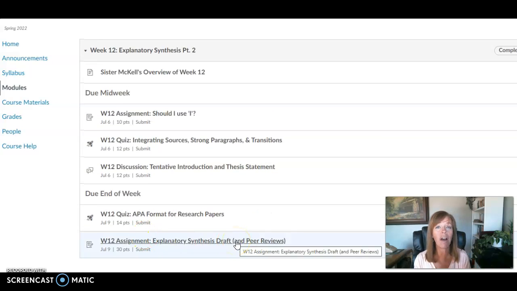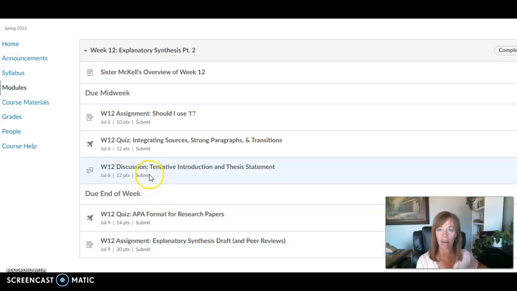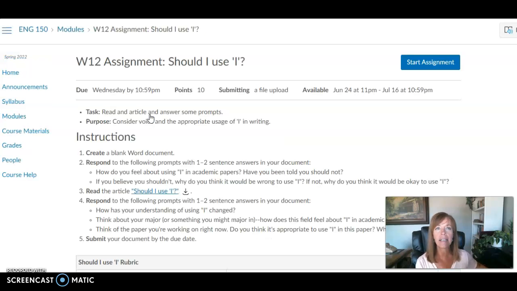A lot of what we're doing are things that will not take a whole lot of time because they want you to focus on that draft as we go through these other activities, and these other activities will help us refine that draft too. The first thing that we are going to do is an assignment that's going to look at the use of point of view, like first person, second person, third person, and should I use I?